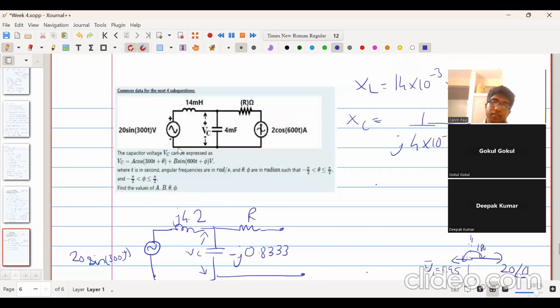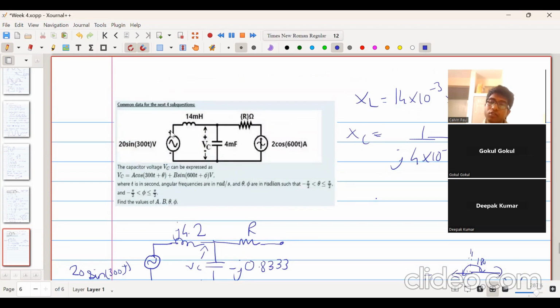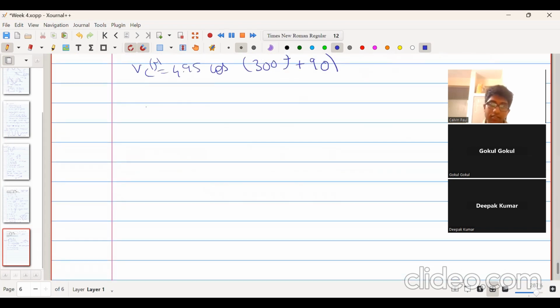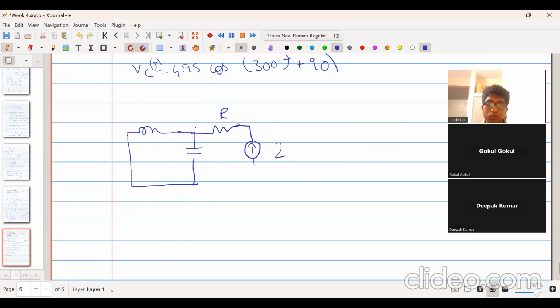Now we will apply this when the voltage source is replaced by a short circuit, and then we will apply the current source. So the circuit will become like this: an inductor and a capacitor, the short circuit, an unknown value of resistor, and a current source given by 2 cos 600t, and the frequency is 600.